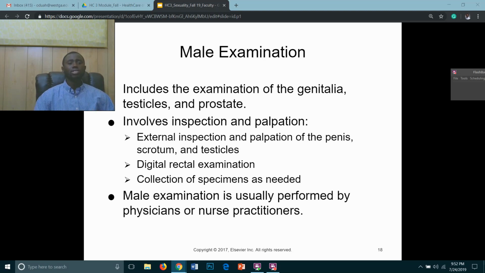There is also the digital rectal examination for prostate enlargement, especially in older men, and the collection of specimens as needed, such as semen for sperm count and semen analysis, or urine for testing for UTI, STIs, and other infections. The male examination is usually performed also by physicians or nurse practitioners, with the nurse providing assistance.